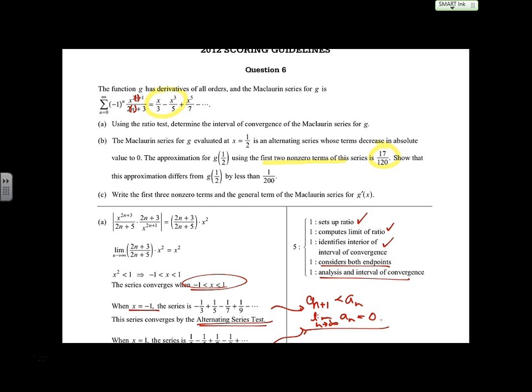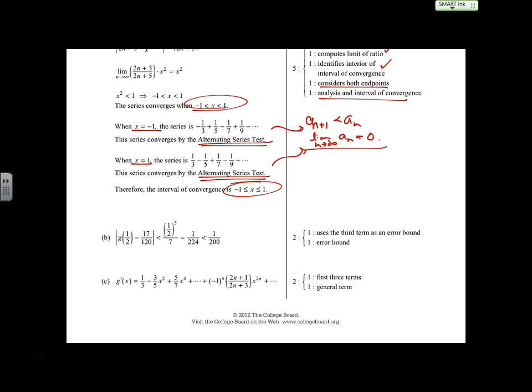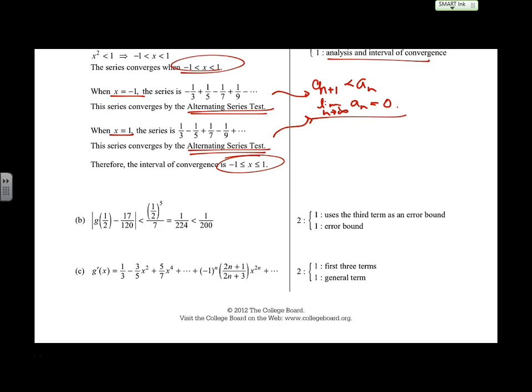Show that this approximation differs from G of 1/2 by less than 1 over 200. Differs, that would be the error, right? Well, this is an alternating series, so can't we use an alternating series error bound? And isn't that exactly what they did?